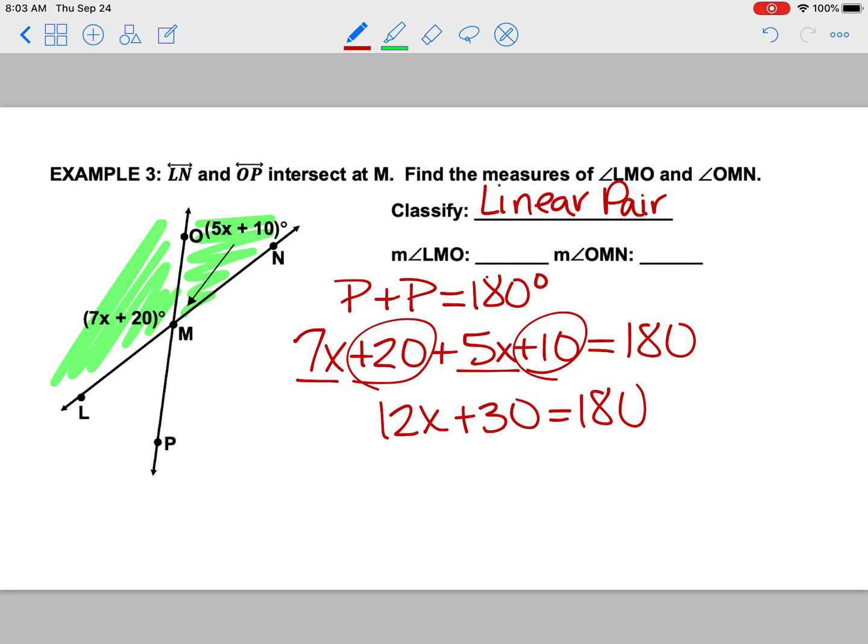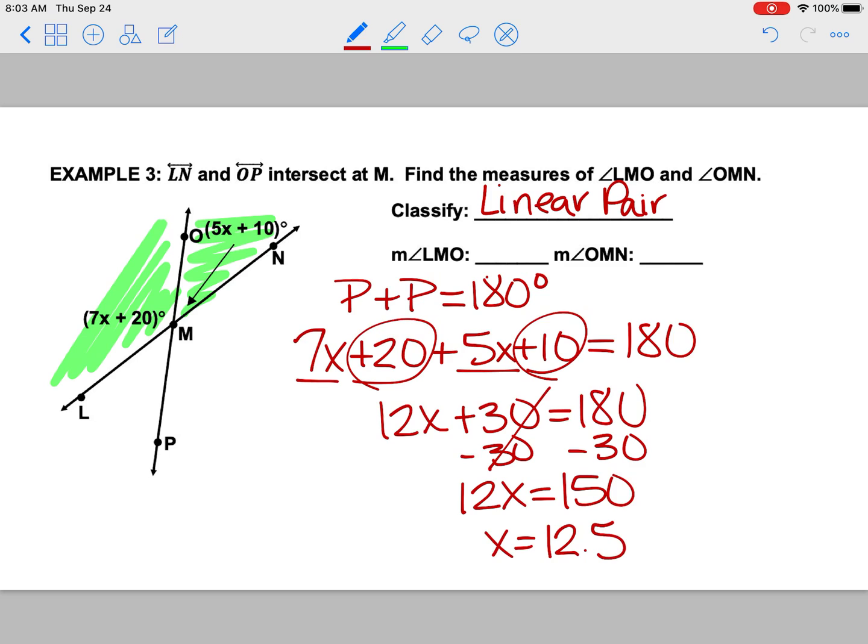We can subtract our 30 from both sides. And so 12x equals 150. And x is going to equal 12.5 when we divide. Okay, again, look at the question. The question doesn't say find x. It says find the measure of those two angles. So what do we have to do once we find x? Plug it in. So let's plug in over here.